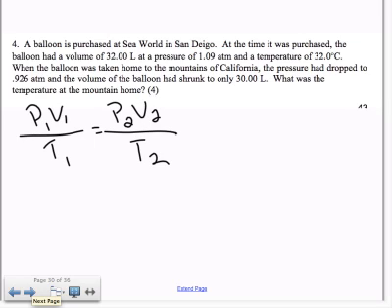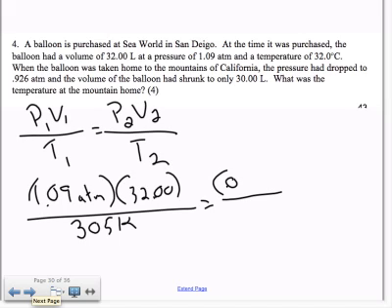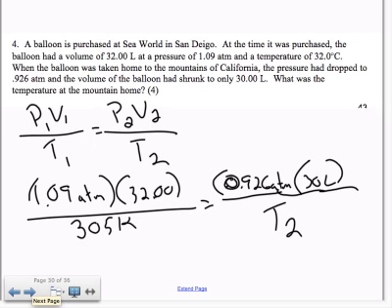And we've got a pressure 1 of 1.09 atmospheres and a volume of 32 liters. The temperature given is in Celsius, 32, which is 305 Kelvin. That's going to equal the second pressure, which is 0.926 atm, times the second volume, which goes down to 30 liters, over the unknown, which is T2. So you're going to have to do some cross multiplying here, and you end up with T2 equals 243 Kelvin.